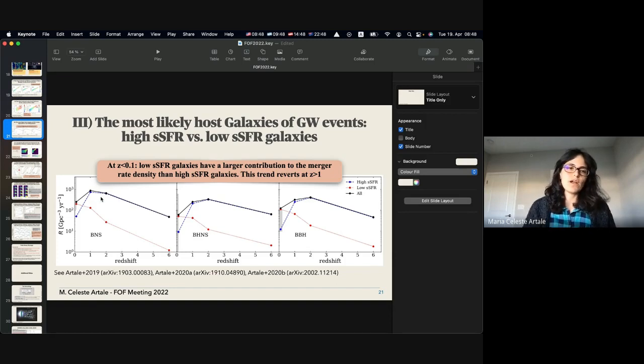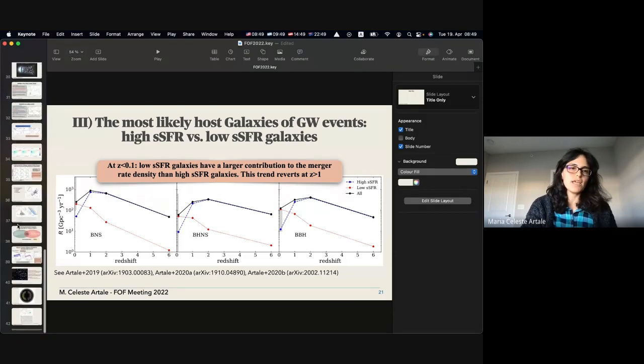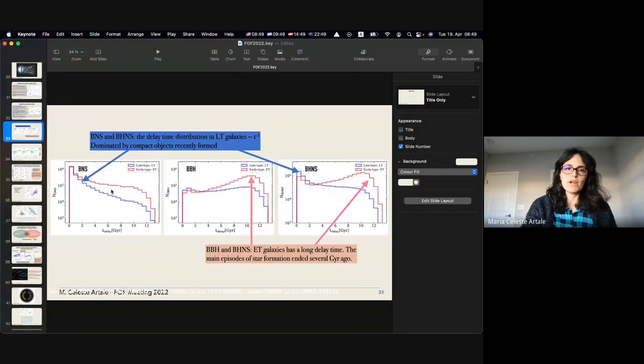I hope it's clear. There are more plots. I know I'm running out of time, but if you go to my paper, I have a very long explanation of that. These are the delay times of the early and late type galaxies.